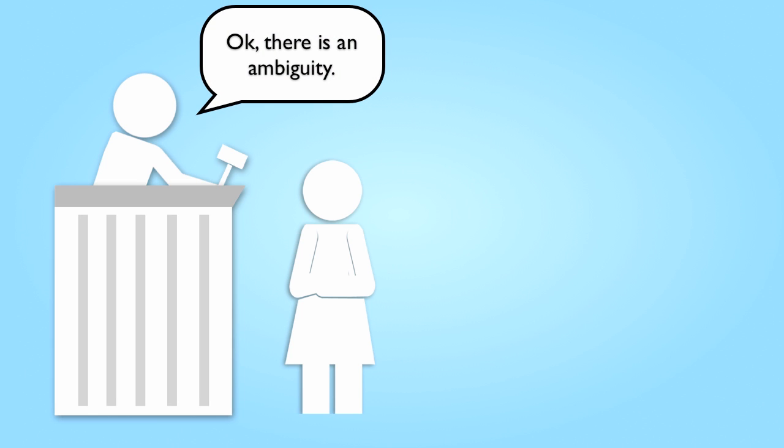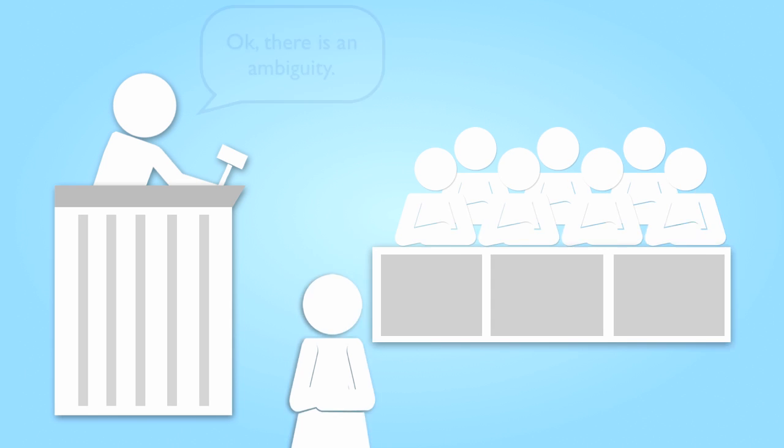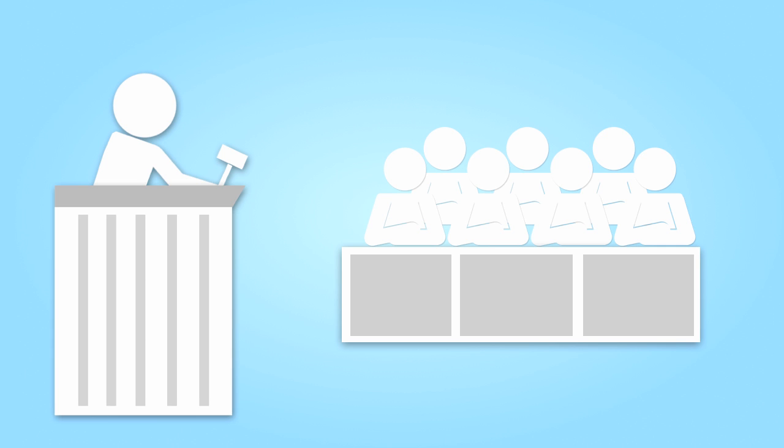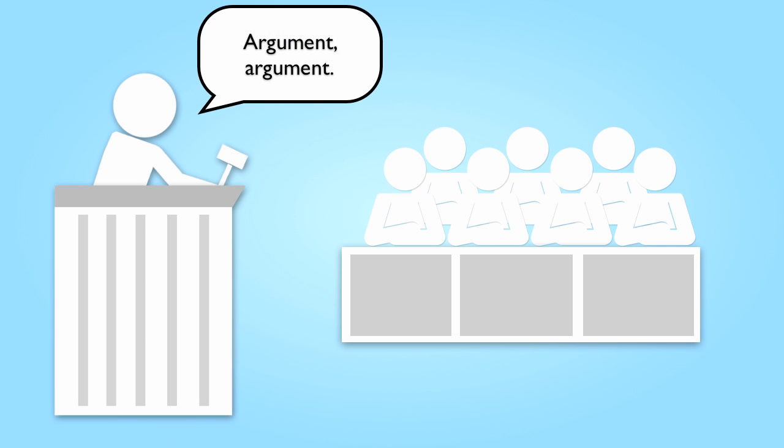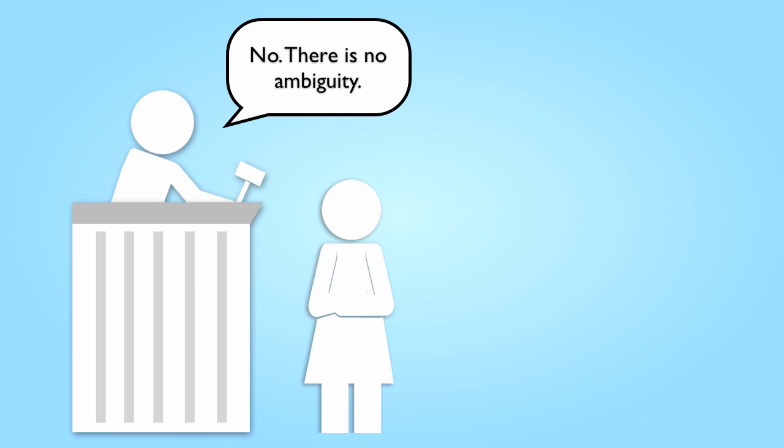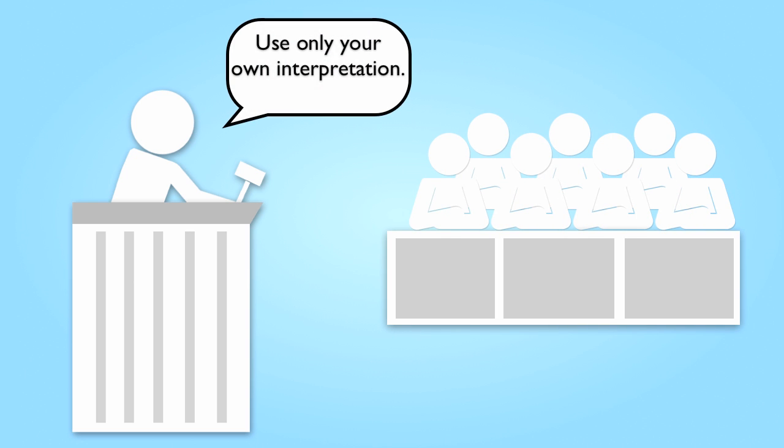If the judge determines that there is an ambiguity, the same arguments and evidence will then be presented to the jury, who will decide which of the two meanings to accept. If, however, the judge determines that there is no ambiguity, the evidence is not presented to the jury because there's nothing for them to decide. They will have to resolve whether and how the contract should be enforced based only upon the jury's interpretation of the written words.